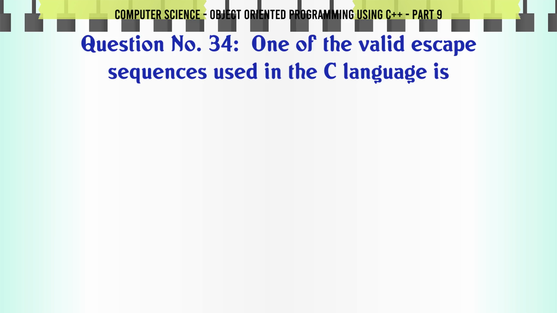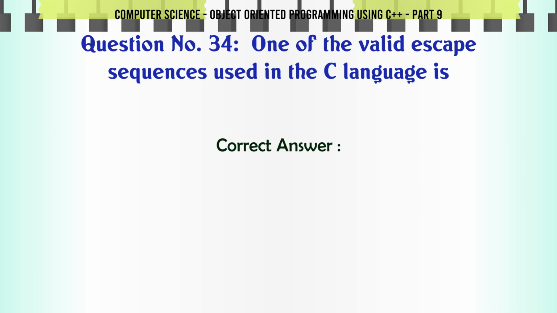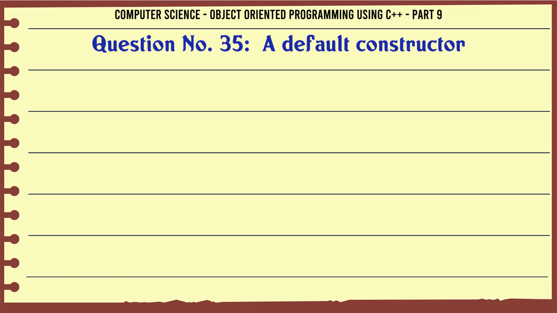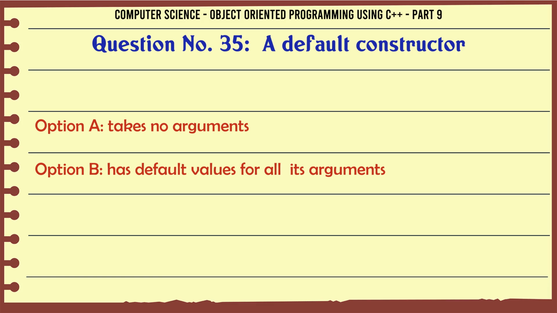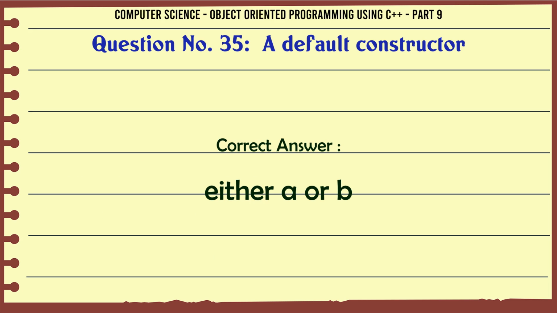One of the valid escape sequences used in the C language is: A. Z. B. C. D. S. The correct answer is a default constructor. A default constructor: A. takes no arguments. B. has default values for all its arguments. C. either A or B. D. neither A nor B. The correct answer is either A or B.